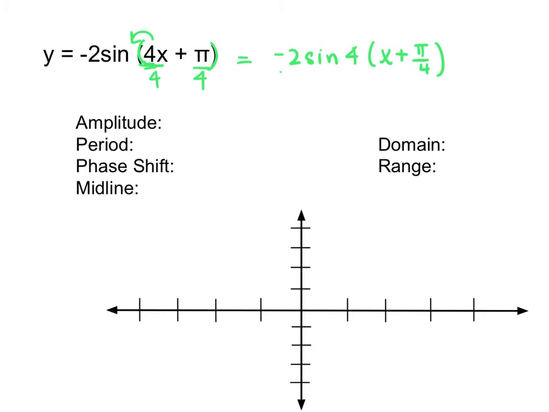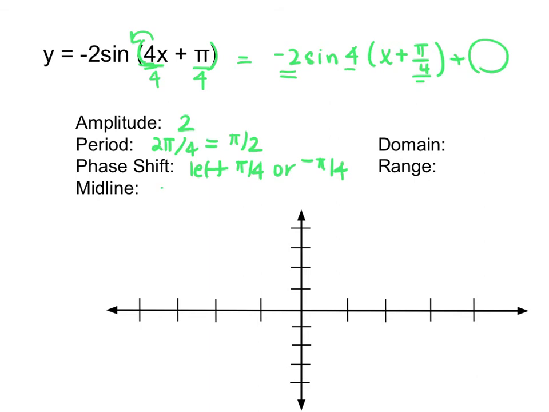My amplitude is the absolute value of this, so it's going to be a positive 2. Period is 2 pi divided by b, and my b is 4. So this is pi over 2. Phase shift, I'm going left pi over 4, or I could write that as negative pi over 4. And my midline, nothing is added to that. Well, that's a 0. And let's create our scale.